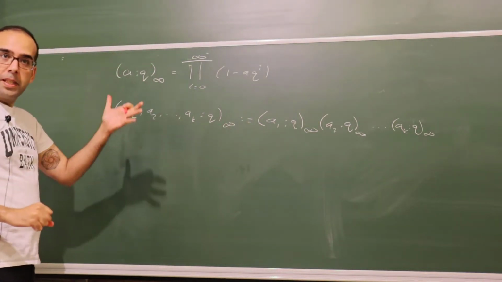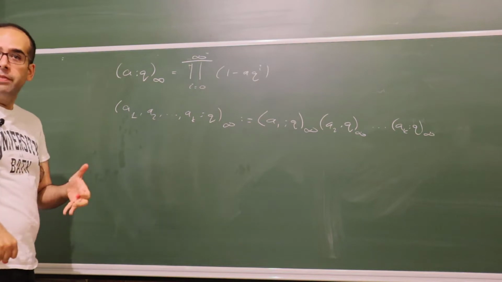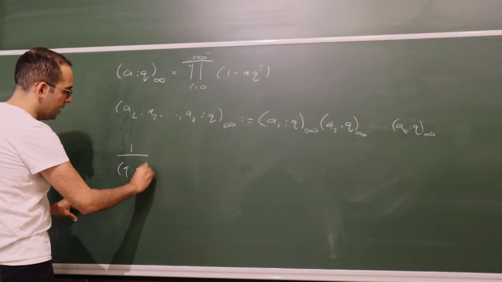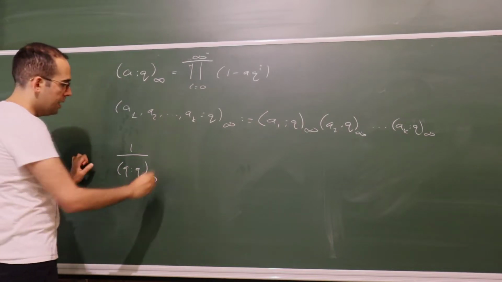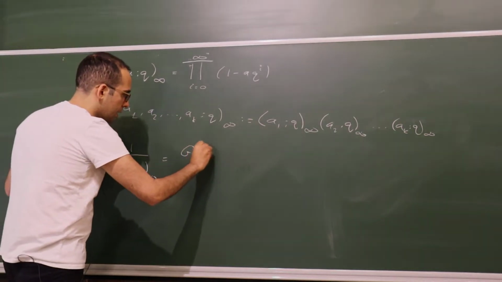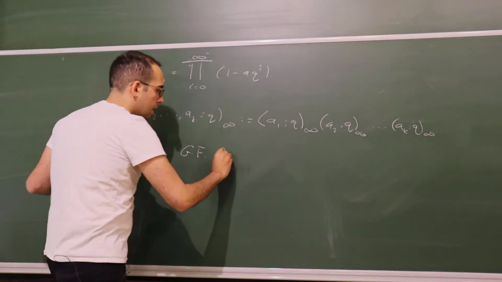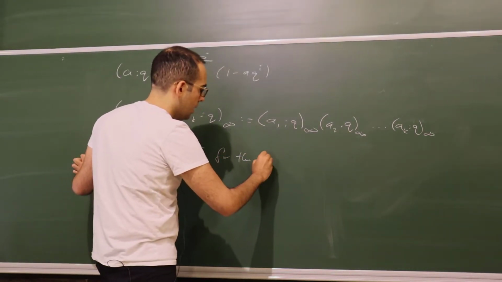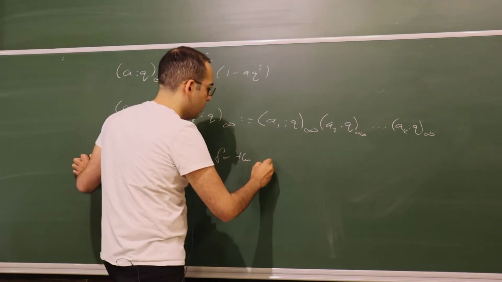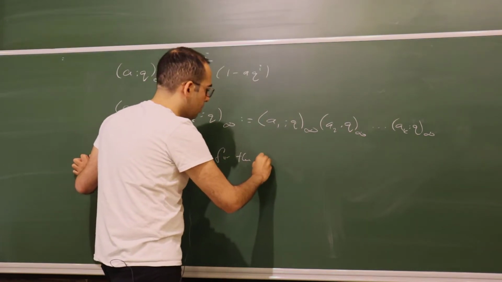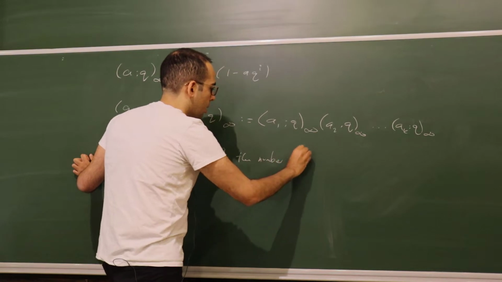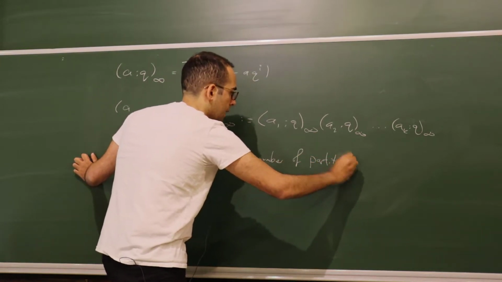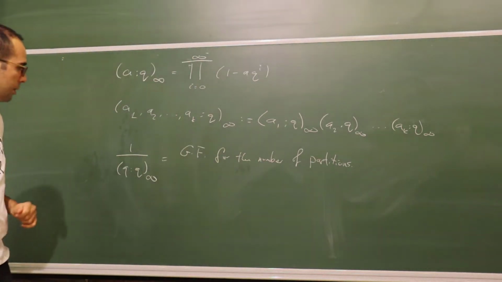So let's see a couple of examples that we did yesterday, how we use them in generating functions. One example was 1 over (q; q)_∞, which is the generating function for the number of partitions. And that is the only thing, there are no restrictions.